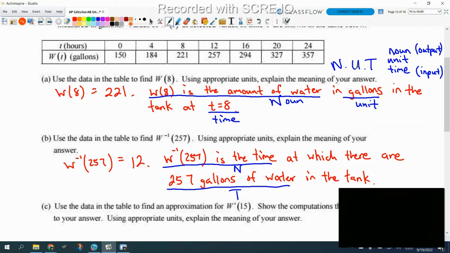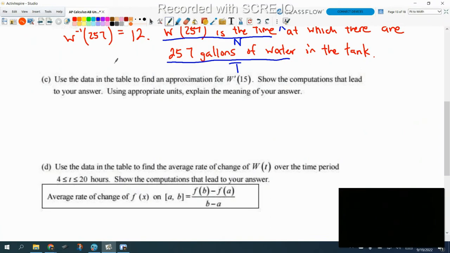So what did I forget? I forgot units. I have units down here, but that's attached to the input. I need my units on the output. Unit has to be part of the output. So it is the time, and I needed to include in hours. If I include in hours right there, then I get my unit. And now I have all 3 parts. You have to have all 3 of those parts or you're not going to get a point for the explanation being correct.